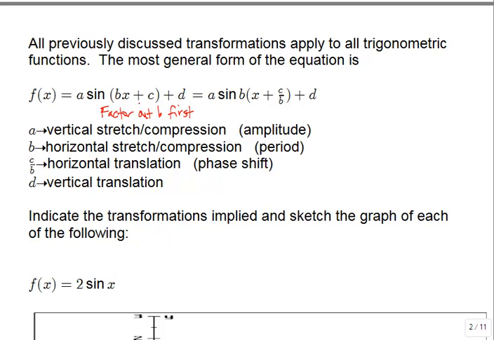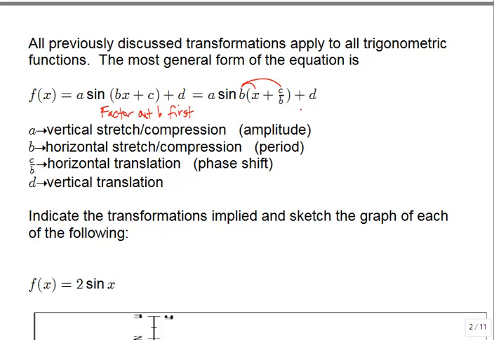So this is the same expression over here, but with that b factored out. So the a is out front still, the b is factored out, and that requires me to have an x plus c over b. If you were to redistribute this b across, you would see that you get back this original form. And then plus that d on the end.